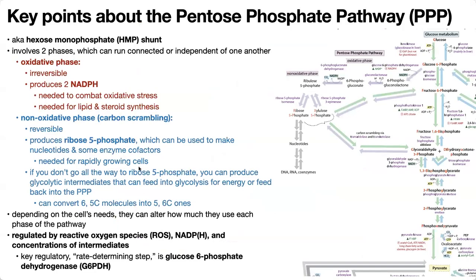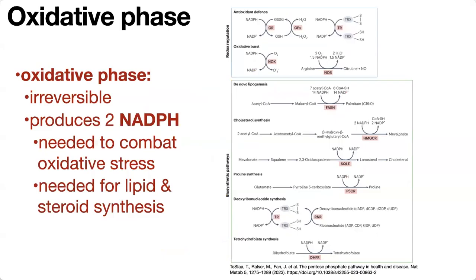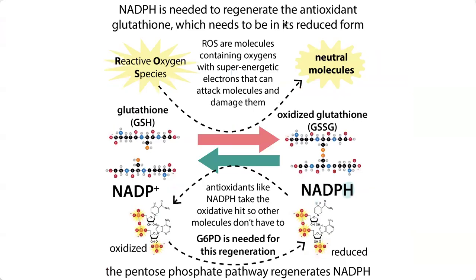So that was the oxidative phase. We produced 2 NADPH, and we need it to combat our oxidative stress and for our lipid and steroid synthesis. So we'll talk more about the lipid and steroid synthesis later in the semester. In terms of our oxidative stress, I'd like you to know about the glutathione. Glutathione reductase is actually going to be using the NADPH to regenerate glutathione. And so glutathione is one of our cell's main antioxidants.